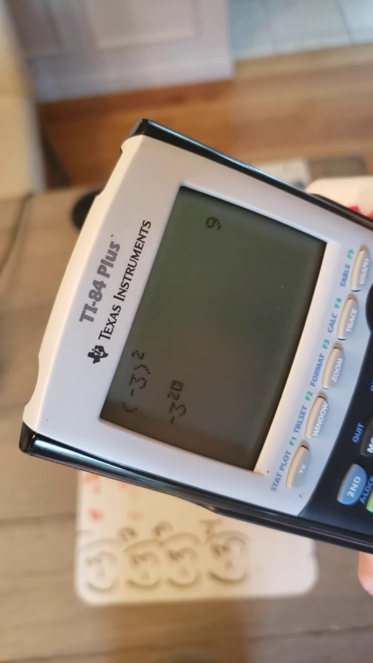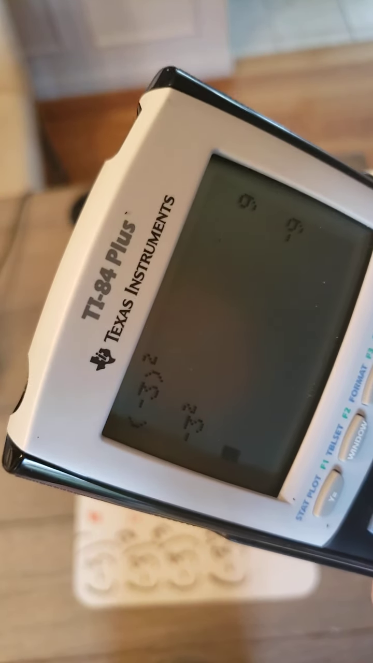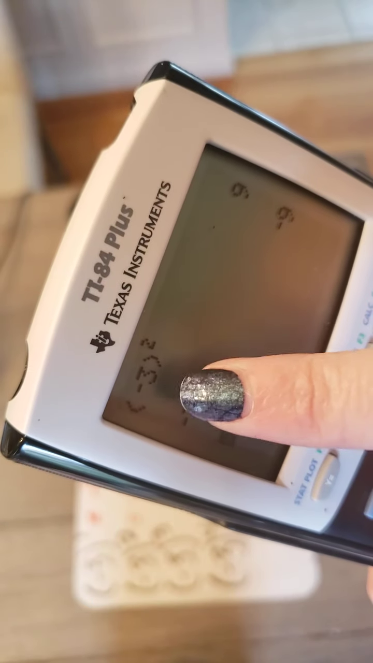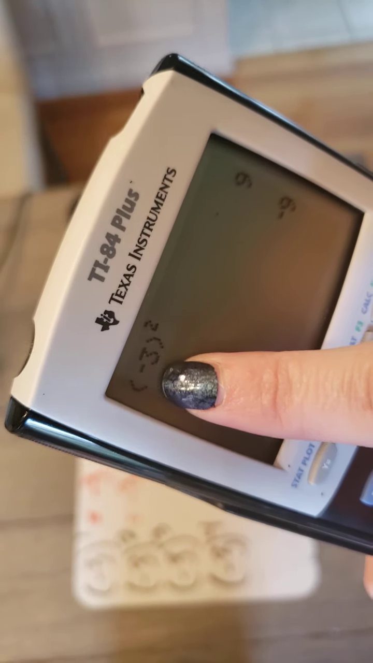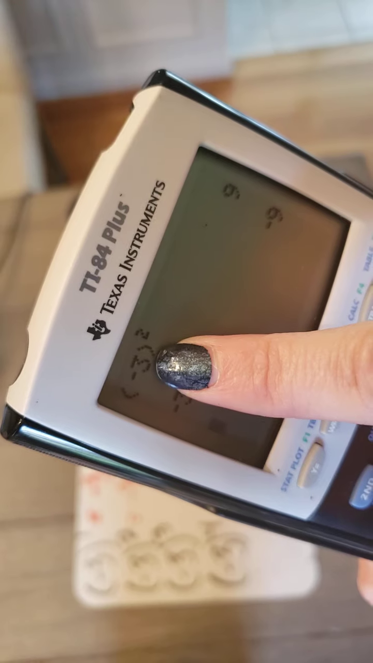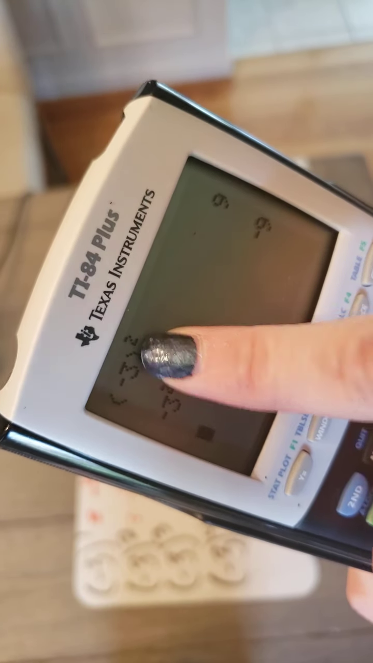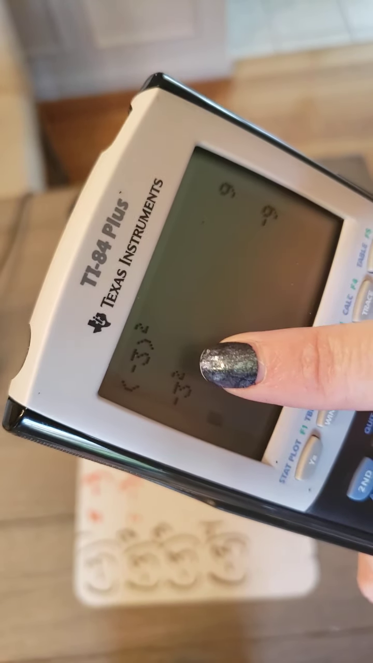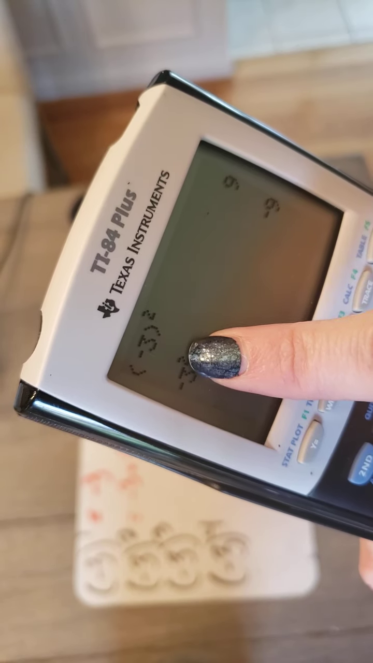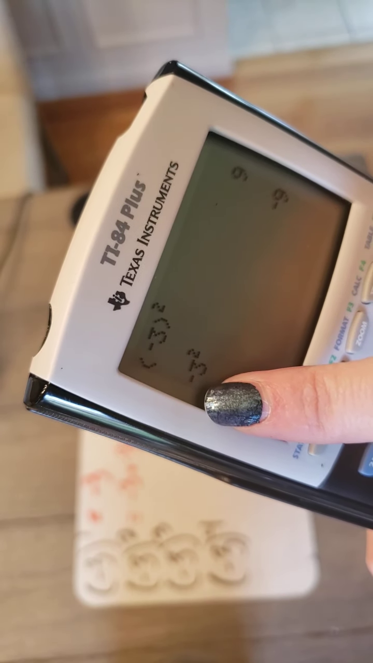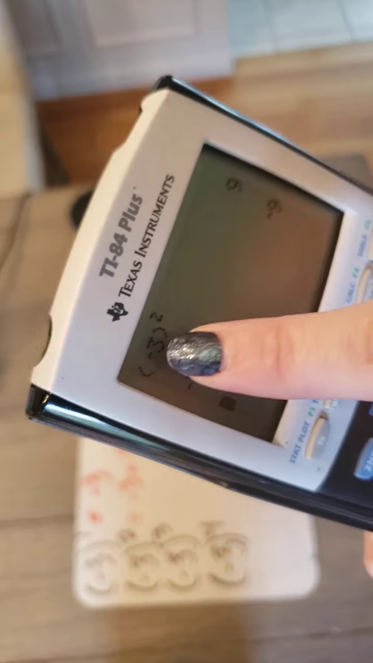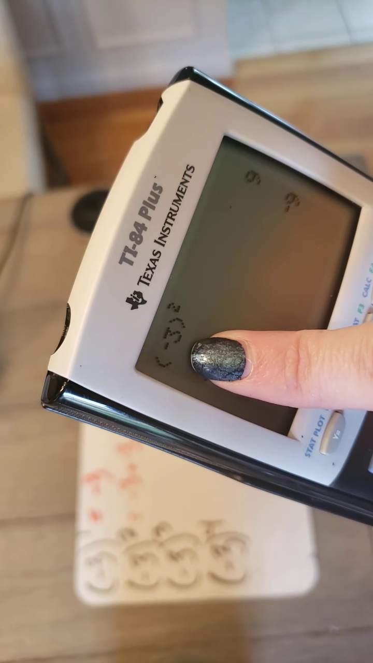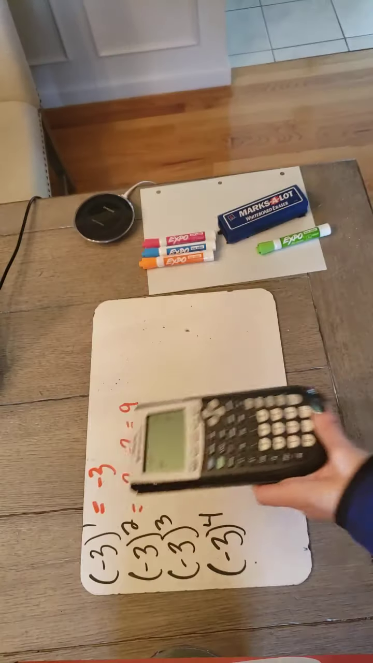Watch this. Not in parentheses. Wrong answer. That's because this one is reading it as: you take the number negative 3 and you raise the whole thing to the second power. When you type it like this, it's telling you to take 3 squared and then the opposite of that number. So whenever you put it in the calculator, parentheses, parentheses, parentheses.